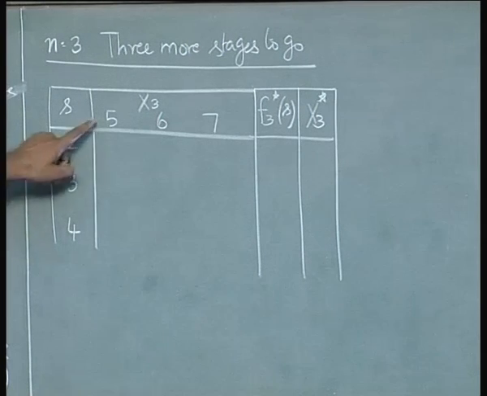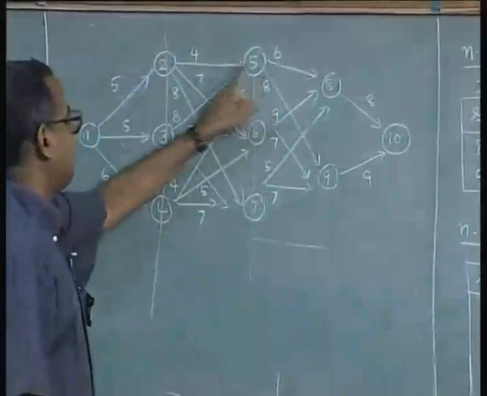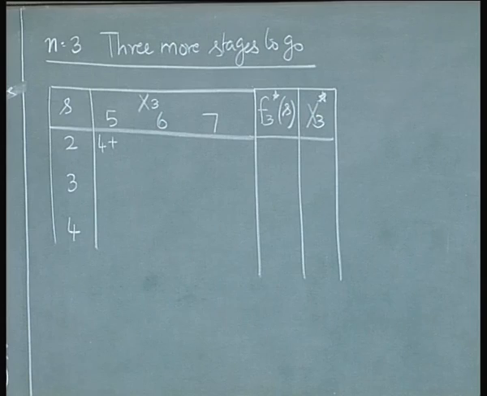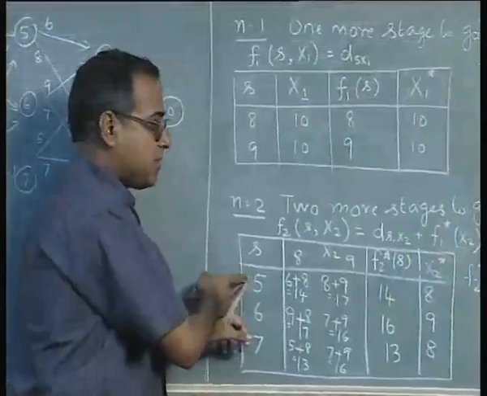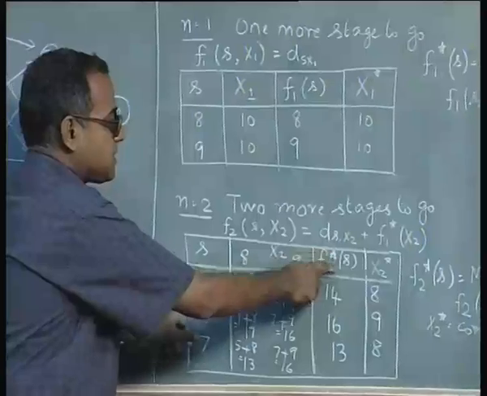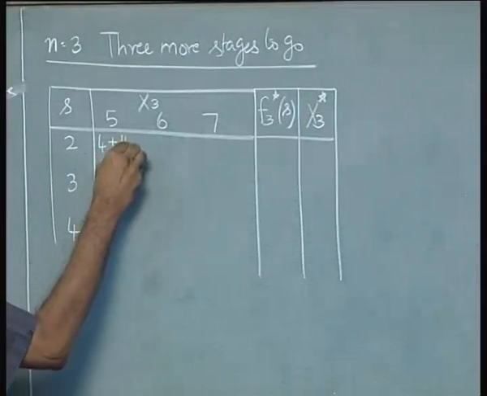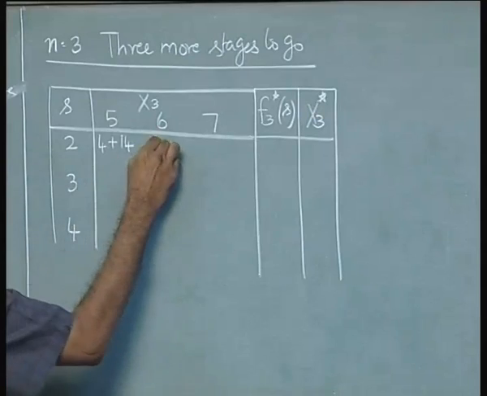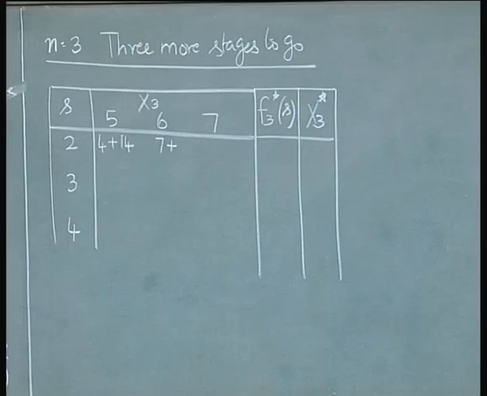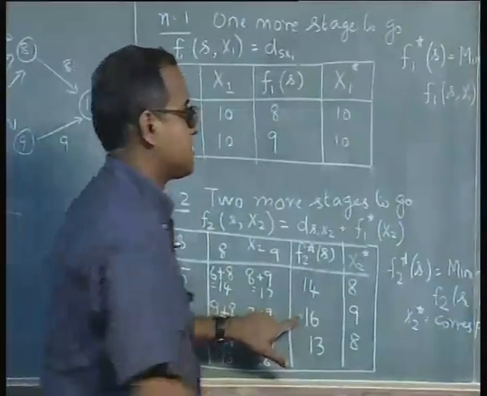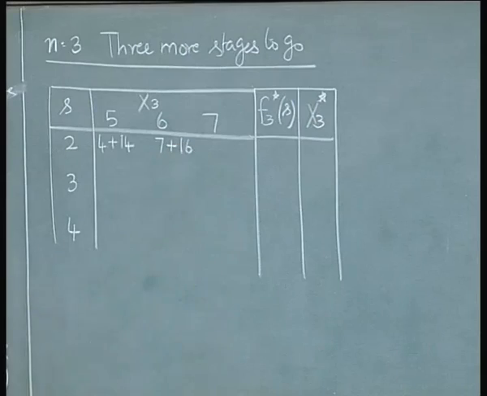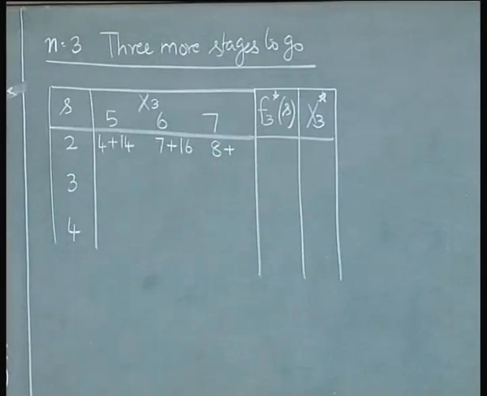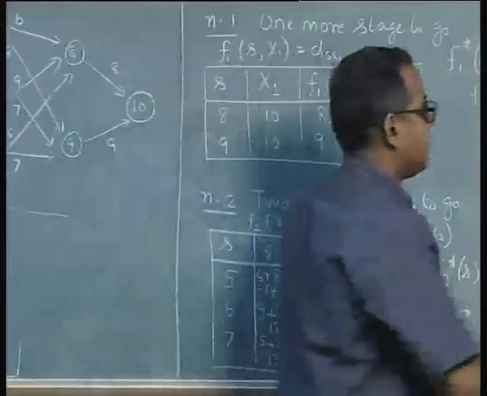So if I am in 2 and I decide to go to 5, from 2 to 5 the distance is 4 plus 5 to destination, which I have already found and can get from the previous table. So 5 to destination, f2 star of 5, is 14. If I am in 2 and decide to go to 6, I have to travel 7 plus 6 to destination, which is already here, a minimum value of 16. And if I am in 2 and decide to go to 7, it is 8 plus from 7 to destination, which is another 13.